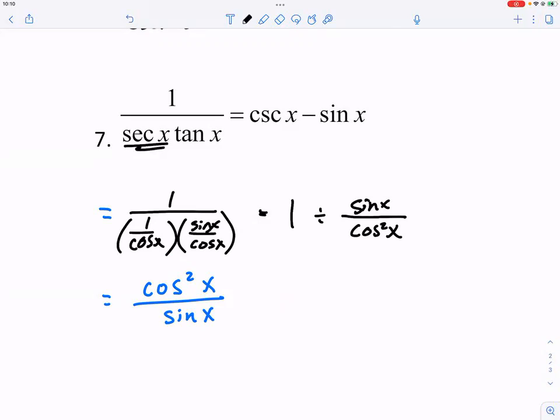So 1 divided by sine x over cosine square x. And again, you will change division to multiplication, and then you do the reciprocal. That's how you get this. And what's going to happen if you have this? Well, cosine square x is equal to 1 minus sine square x. And again, you have a single common denominator, and you are more than welcome to split.